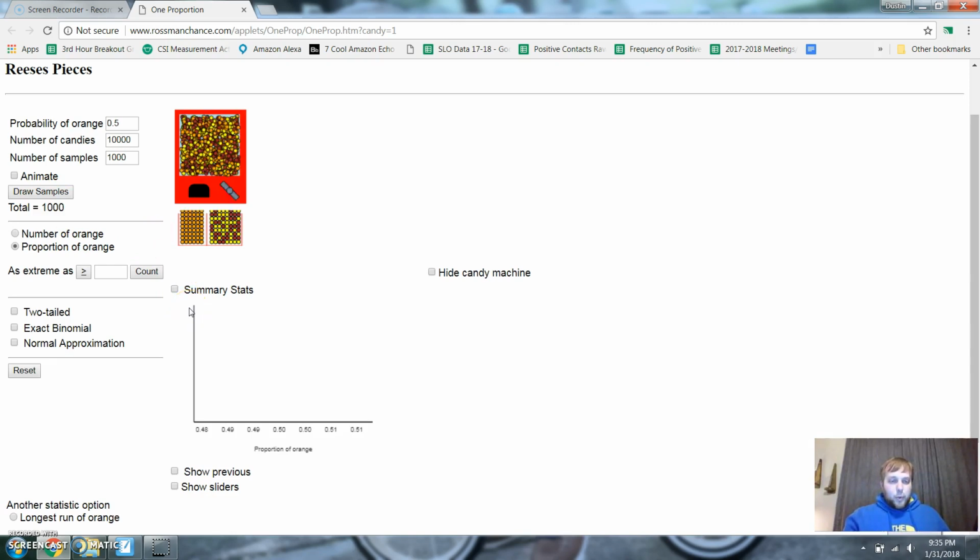Here we go. So a bag with 10,000 Reese's. And let's see how long this takes to calculate. This could take a while.